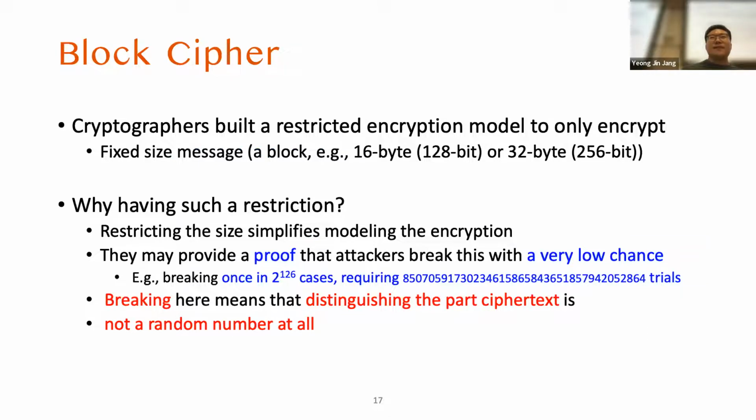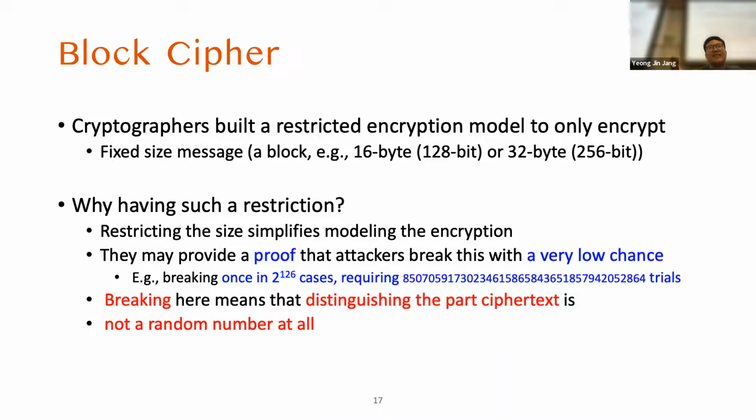So the block cipher is a cryptographic scheme that only encrypts fixed-size messages. Think about the XOR cipher. It's general: if the message length is n, what we need is just a length-n key. So it is not restricted by the message length. With RC4 and RC5, we can also generate a long random number based on that algorithm, so there's no restriction. But in the block cipher, cryptographers restrict the model to encrypting a fixed-size message.